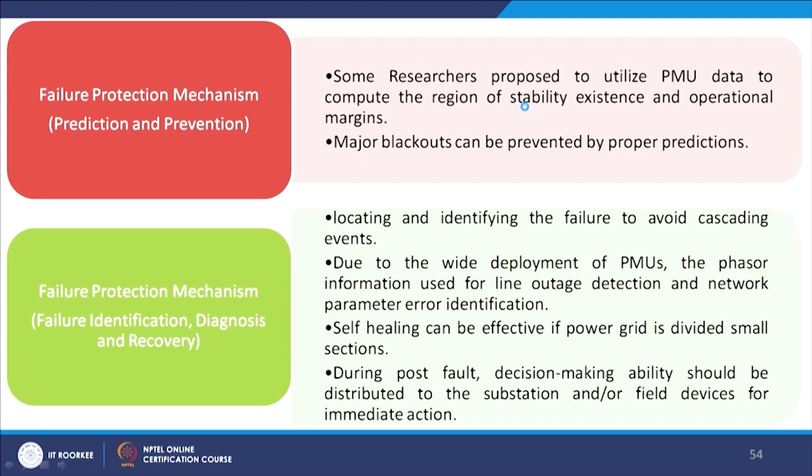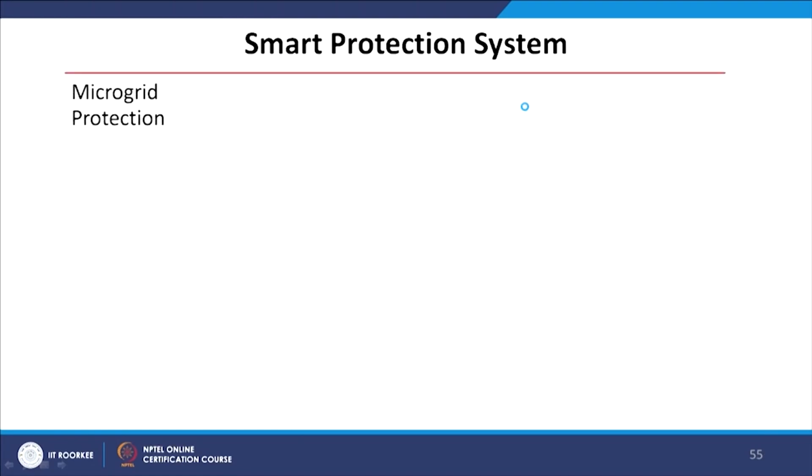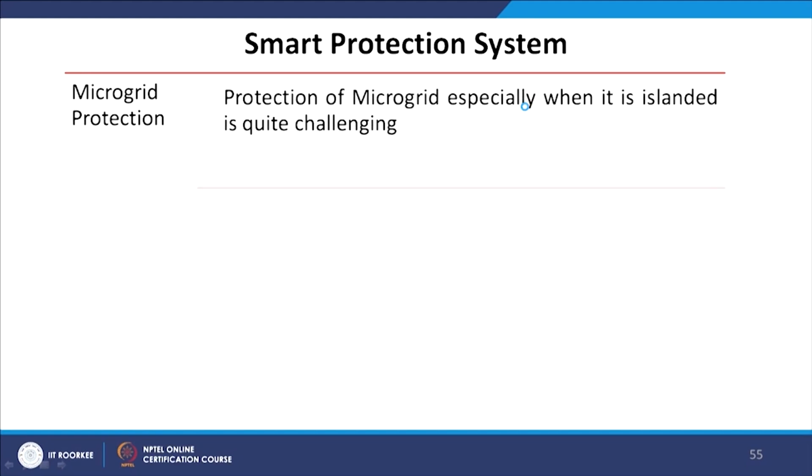Self-healing can be effective if the power grid is divided into small sections. During post fault, decision making abilities should be distributed to the substation and/or field device for immediate action. Then we have different schemes of protection. We have microgrid protection. Protection of a microgrid, especially when it is islanded, is quite challenging.